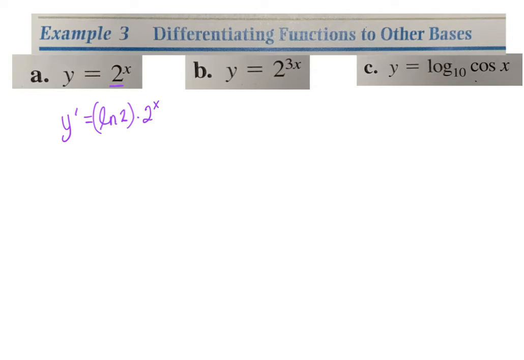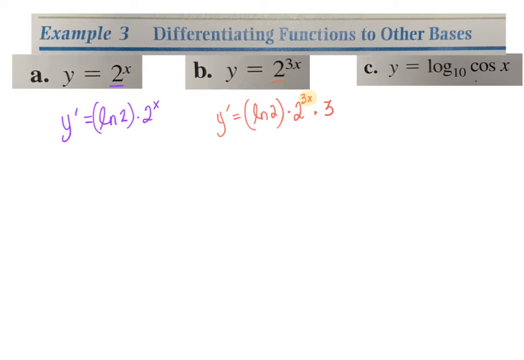For the next one, I still have a base other than e here, right? Base 2. So I'm going to say natural log of 2 times the original function that they gave me, 2 to the 3x. Then I have to multiply it by the derivative of that exponent. What's the derivative of 3x? Derivative of 3x is 3.